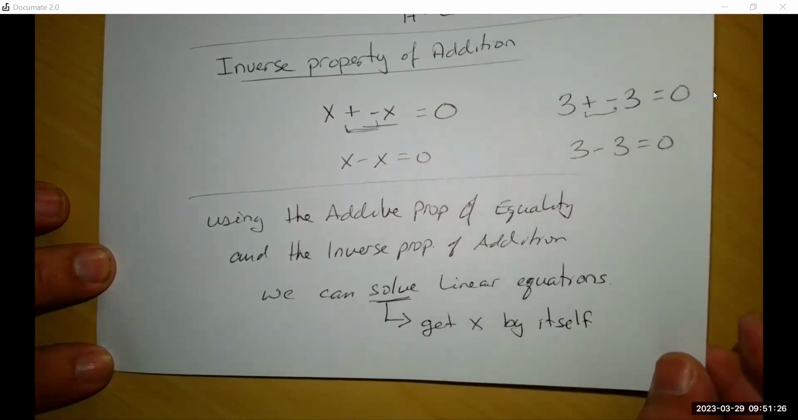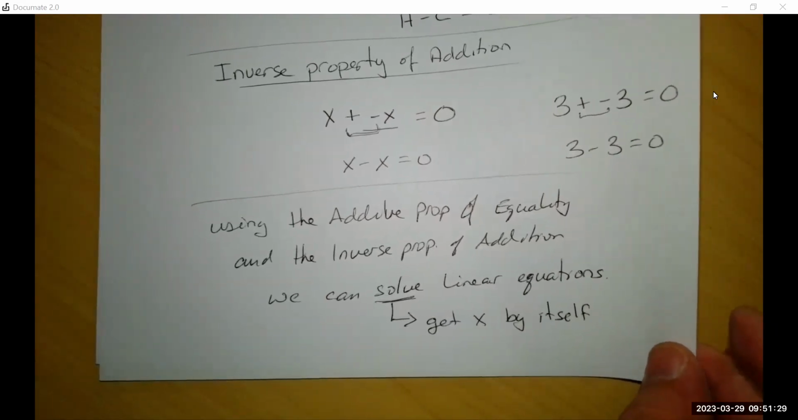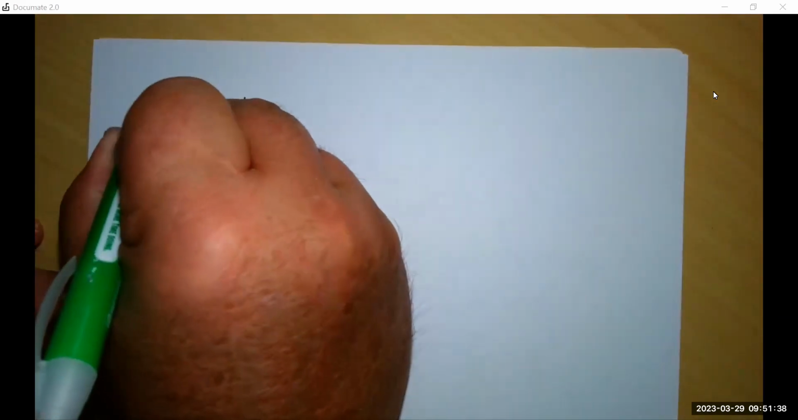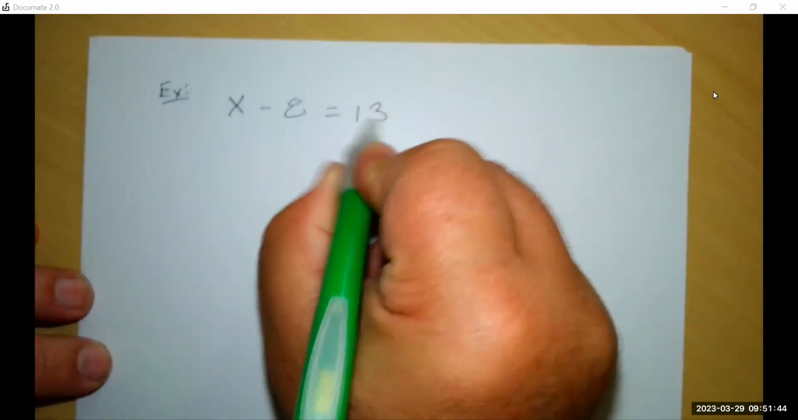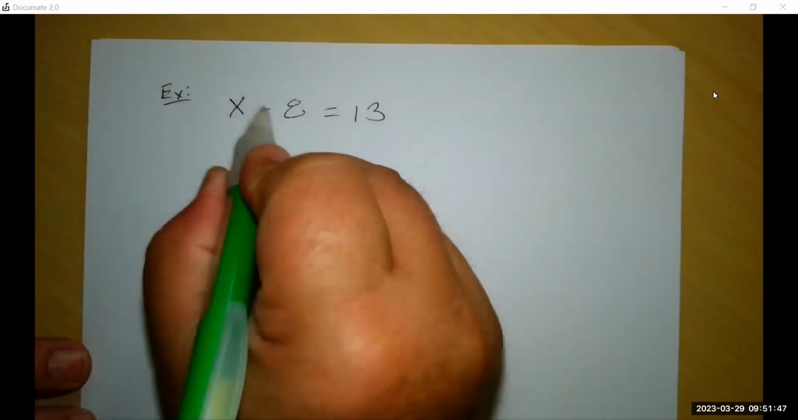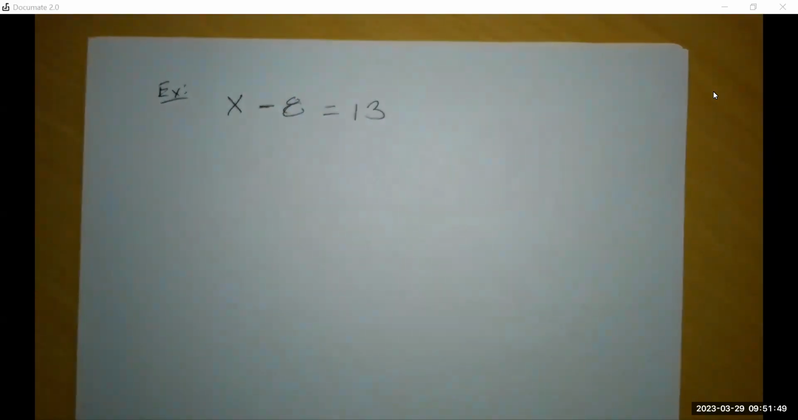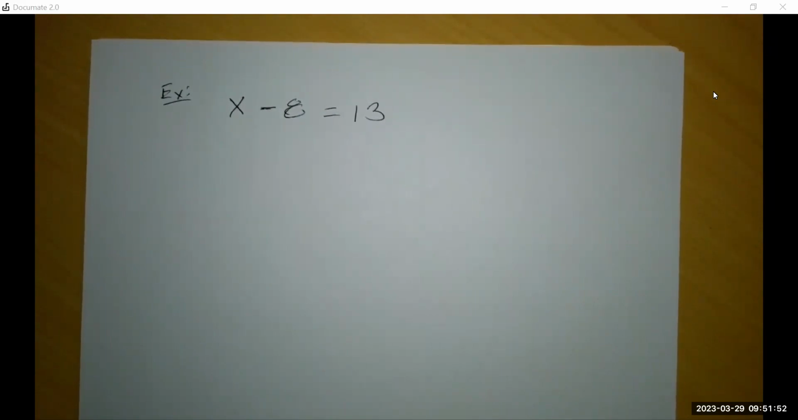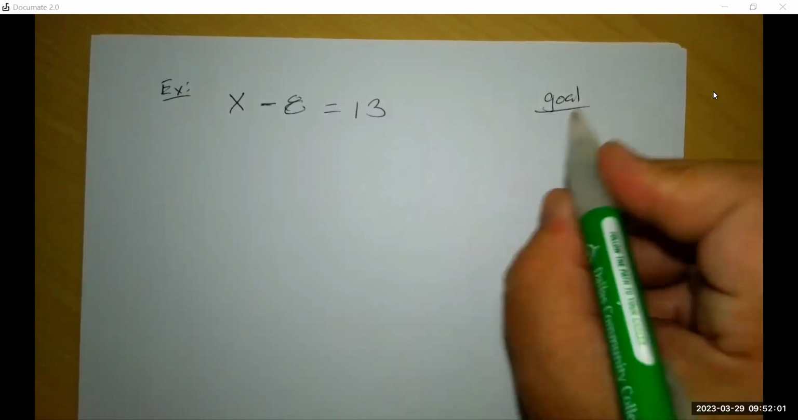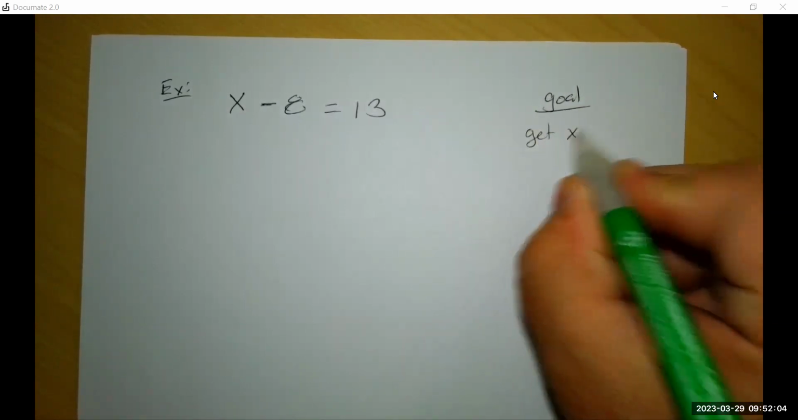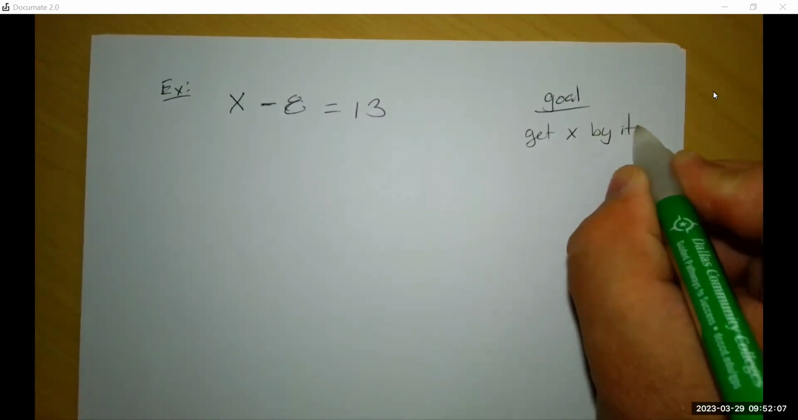All right. Let's do some examples here using these two properties. Here's some examples. X minus 8 equals 13. Our goal is to get X by itself.